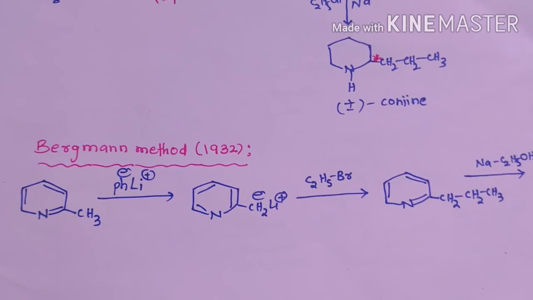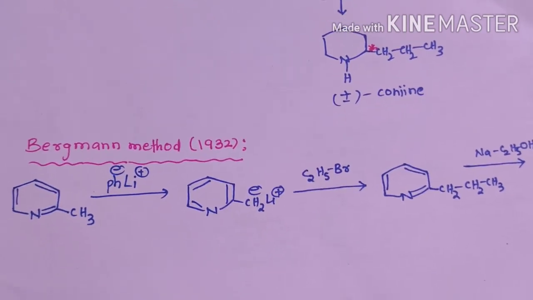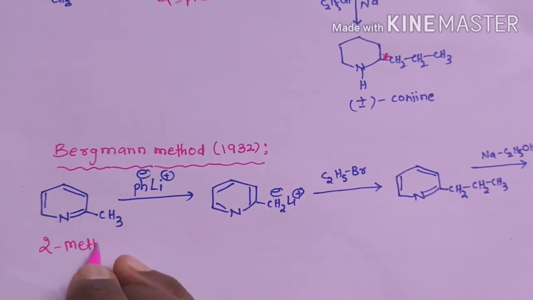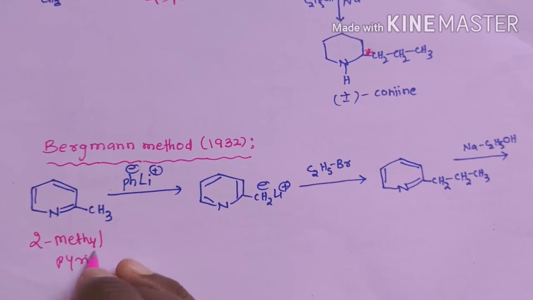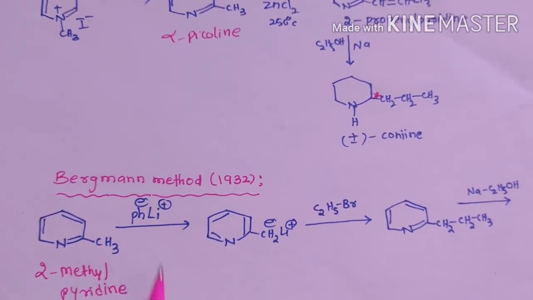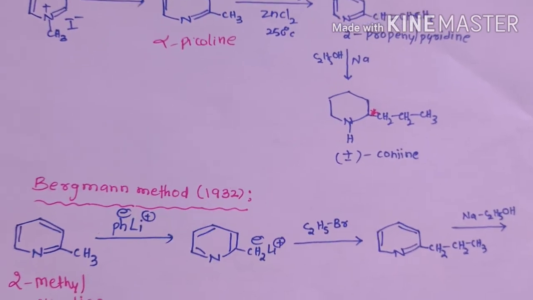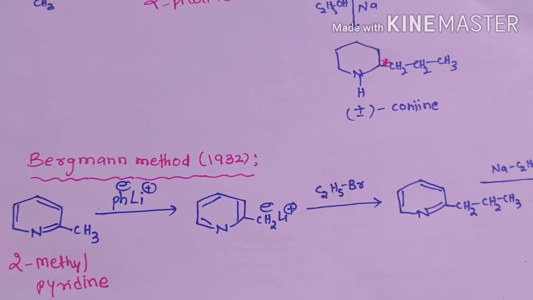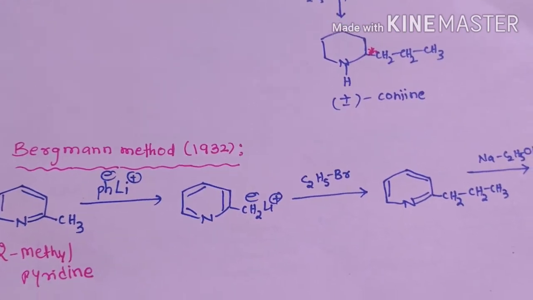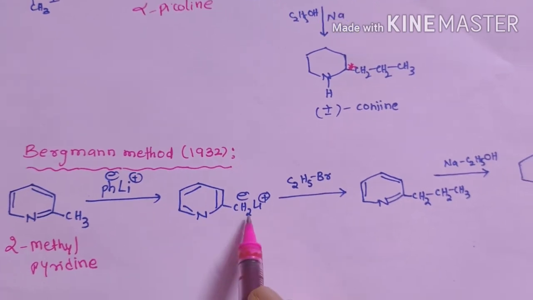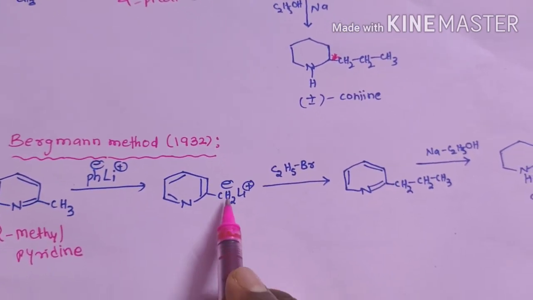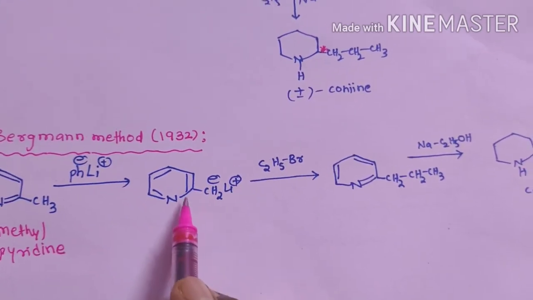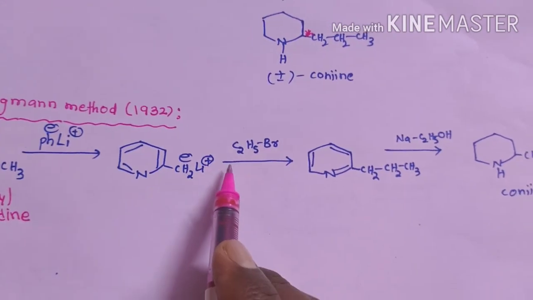In Bergmann's method also, alpha picoline or 2-methyl pyridine is taken as the starting substance, and here it is treated with a strong base, phenyl lithium. When it is treated with phenyl lithium, lithium-hydrogen exchange occurs and this picoline changes into the base. Here we get the carbanion on the methyl group of the pyridine. And then it is treated with ethyl bromide.